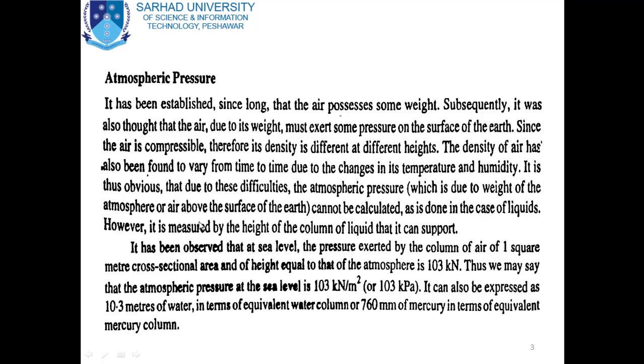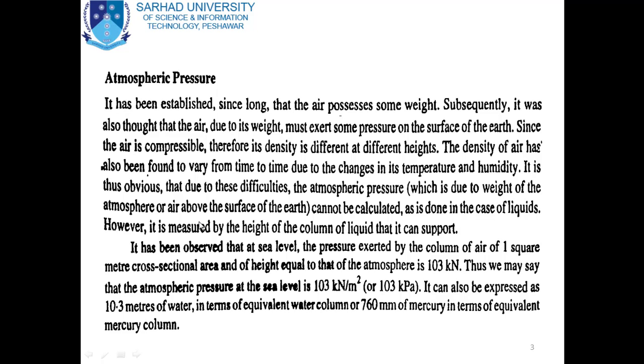Thus, we may say that the atmospheric pressure at the mean sea level is 103 kilonewton per square meter, or 103 kilopascal. It can also be expressed as 10.3 meters of water in terms of equivalent water column, or 760 mm of mercury in terms of equivalent mercury column.